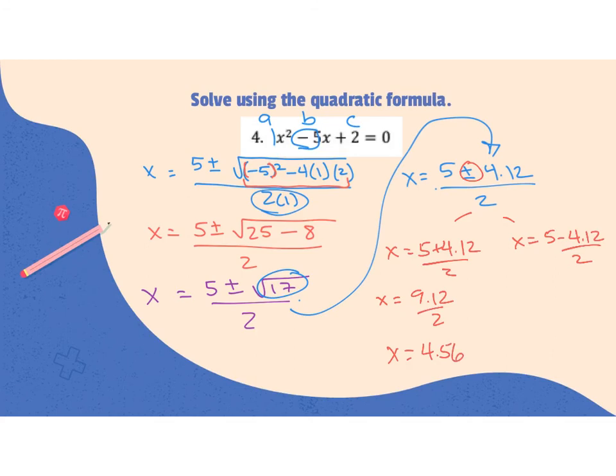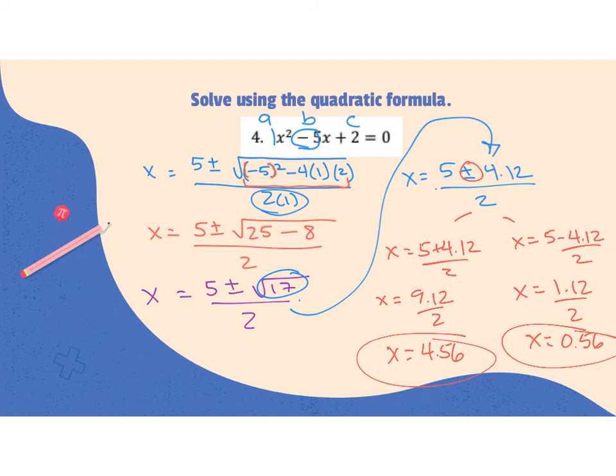And then over here, x equals 5 minus 4.12, which is 0.88, divided by 2. And 0.88 divided by 2 is 0.44. So there are my two solutions, x equals 4.56 and x equals 0.44.